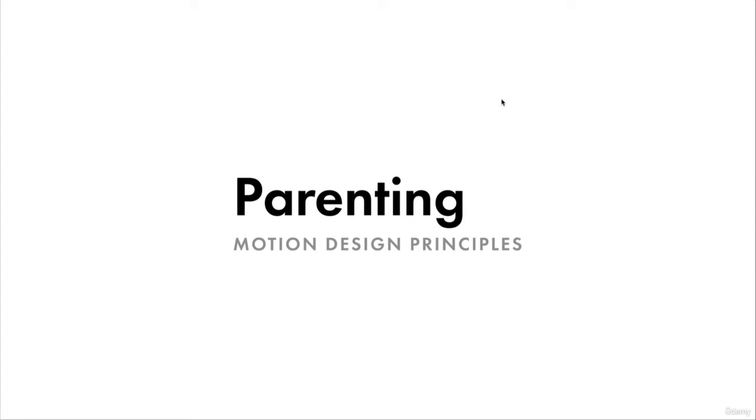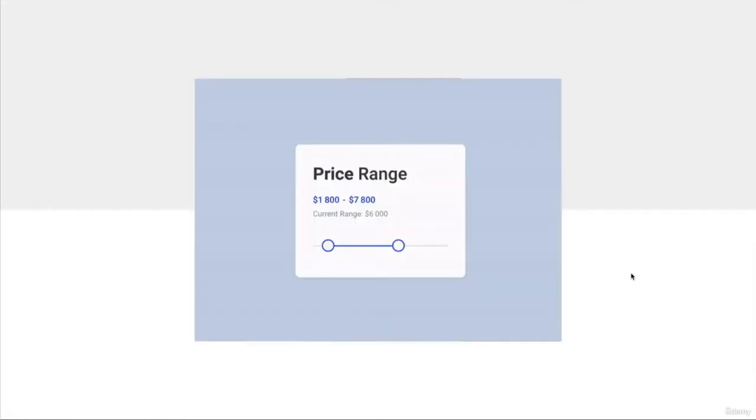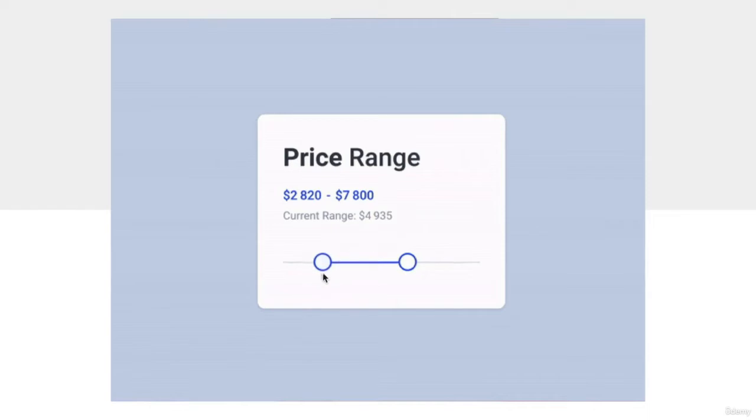So let's take a look at some examples so you can see what I'm trying to tell you about. So like I said, parenting creates those relationships between spatial and temporary hierarchy when interacting with multiple interface elements. So if we think about if a user were to use this slider, we're seeing that kind of skeuomorphic behavior that we talked about before about why motion is so important. It kind of creates these moments of delight and these moments of recognition.